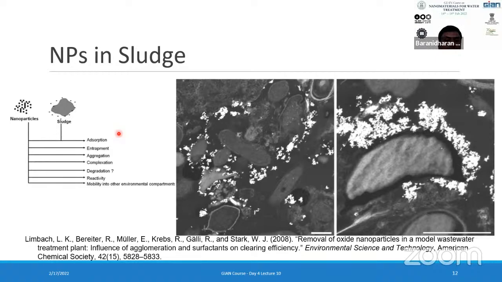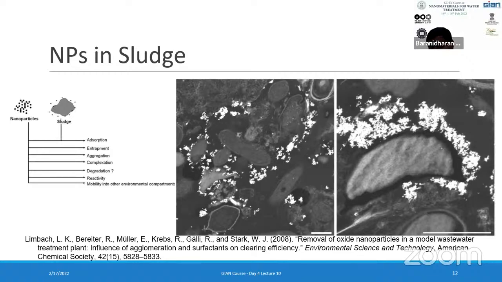So again, reactive oxidation species and mobility in any other environmental compartment: when nanoparticles are applied onto different media such as soil, sludge, or any other environmental contaminants, they can get settled over a period of time there. This is one such study, one such piece of evidence proving that these nanoparticles can be retained in the sludge.